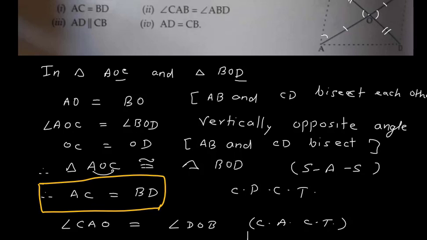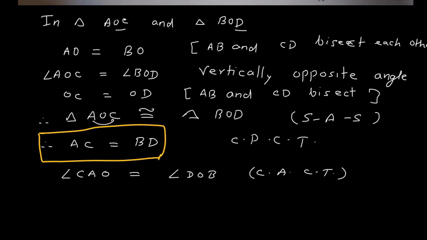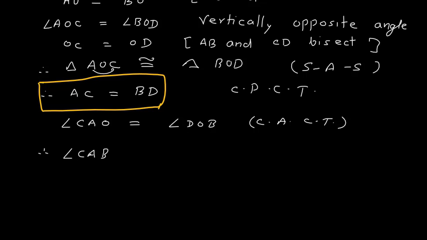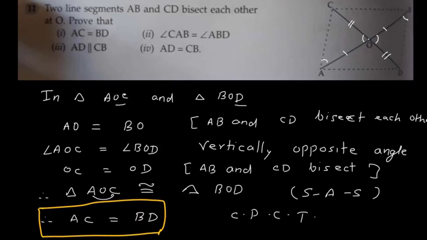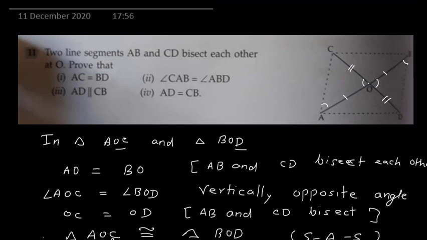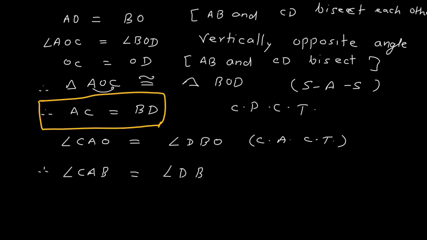So therefore, this angle CAO can be extended as angle CAB is equal to angle DBO. So it can be written as angle DBA. So the second part we have done.